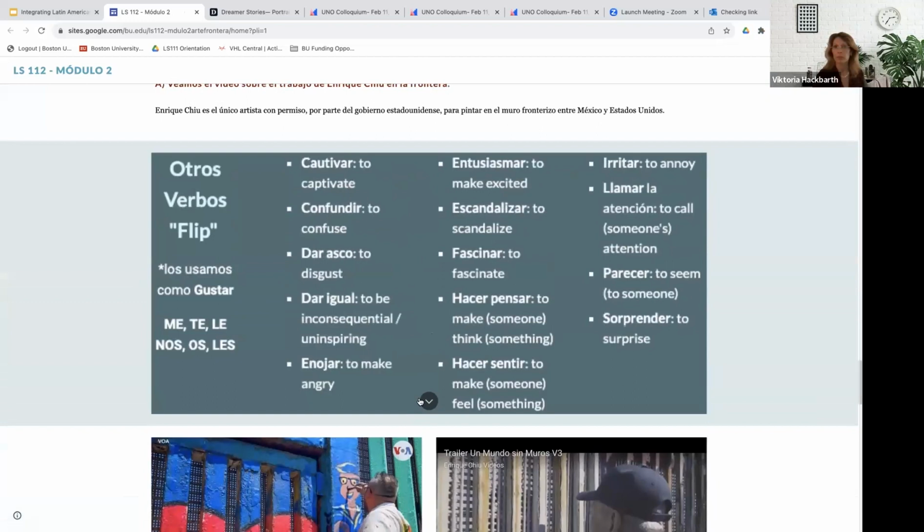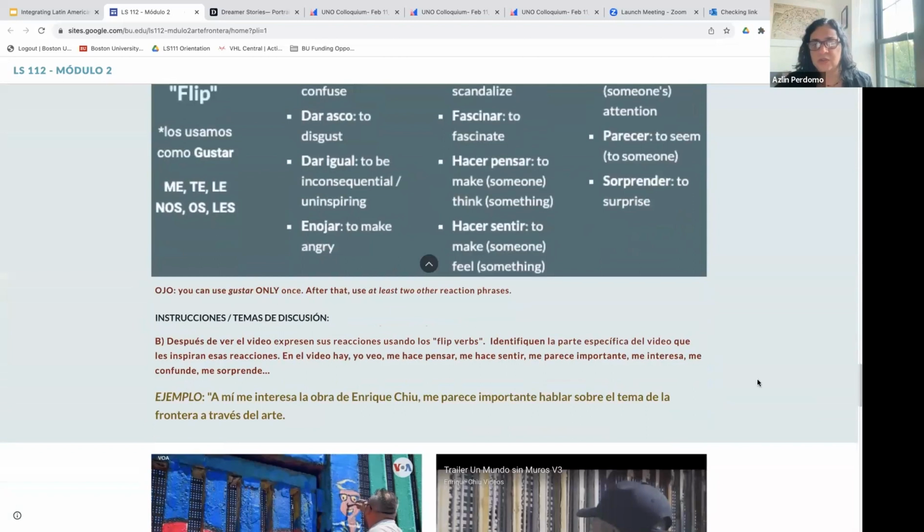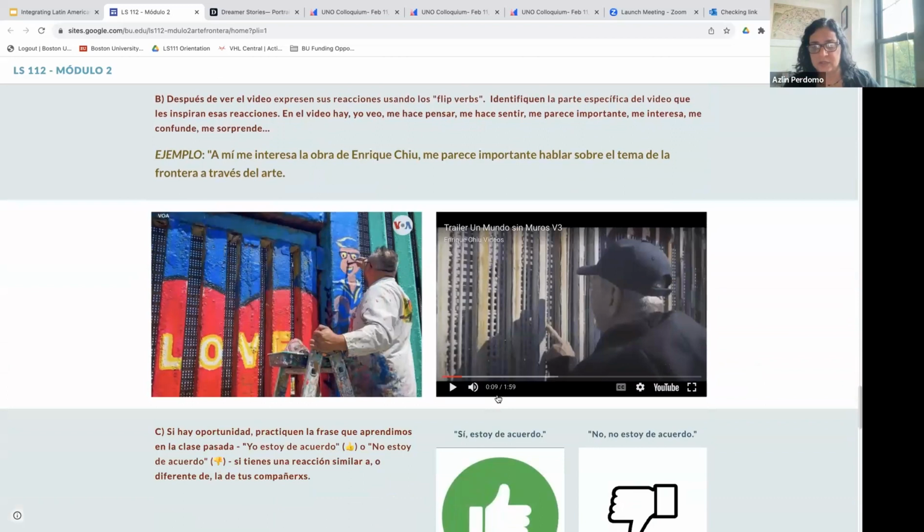So here they can watch the trailer and then use the flip verbs to create sentences such as, I'm interested in the artwork of Enrique Chu. I think it is very important to talk about this topic through the art at the border. So we can just watch the trailer. And again, sí, estoy de acuerdo, no estoy de acuerdo, I agree, I disagree. So students have a lot of linguistic tools to express themselves while they're working with the classmates.